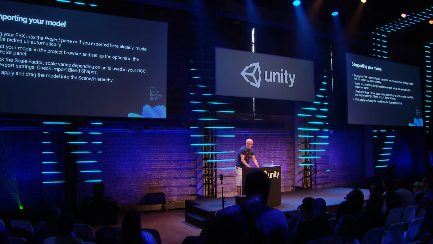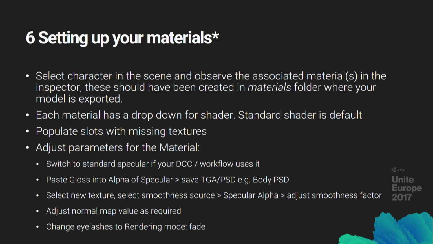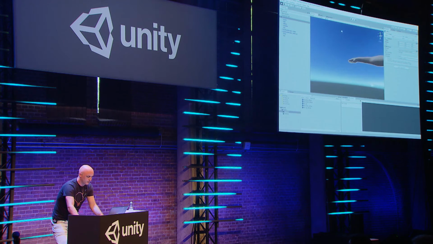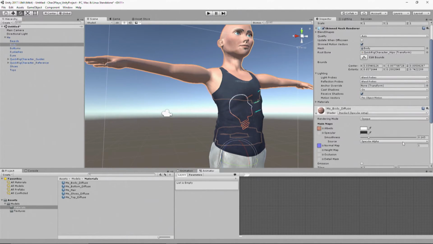Once I've done that, check my list of things that I've done. I've switched to the standard shader, which I've done, and I've pasted the gloss into the alpha channel of the specular and created a targa or a PSD. Selected that new one. Adjust the normal maps. So again, you've got the ability to add wrinkles by upping the amount of normal map that's here.